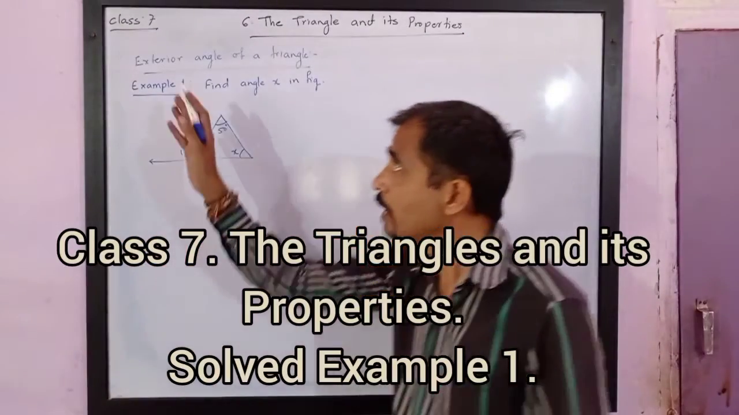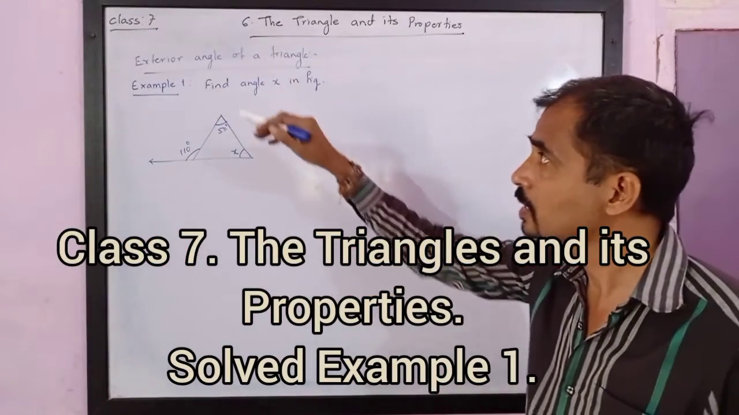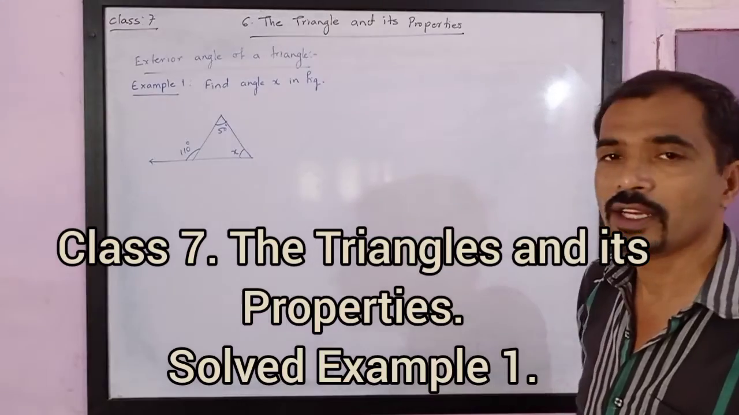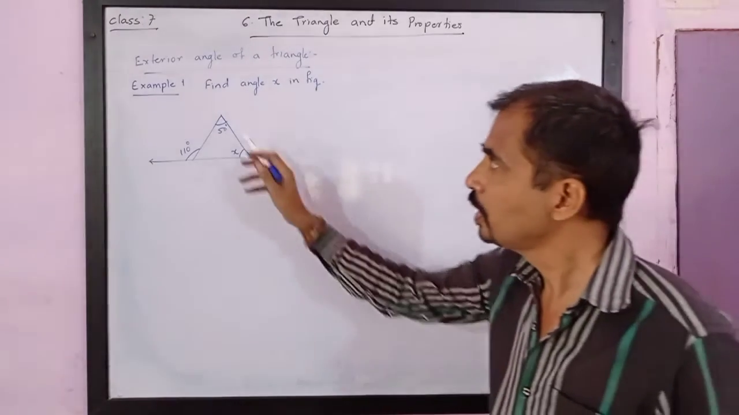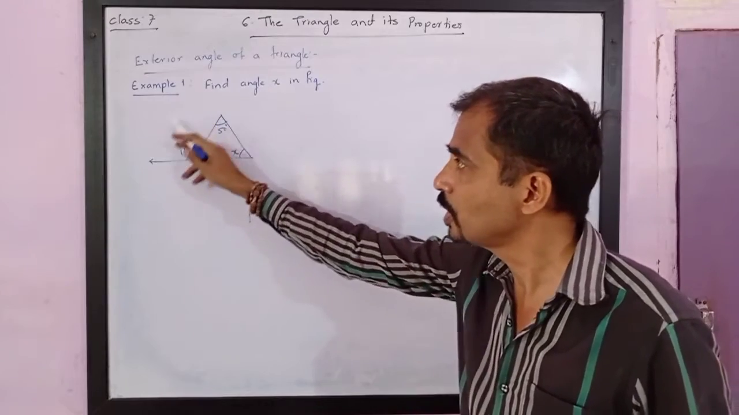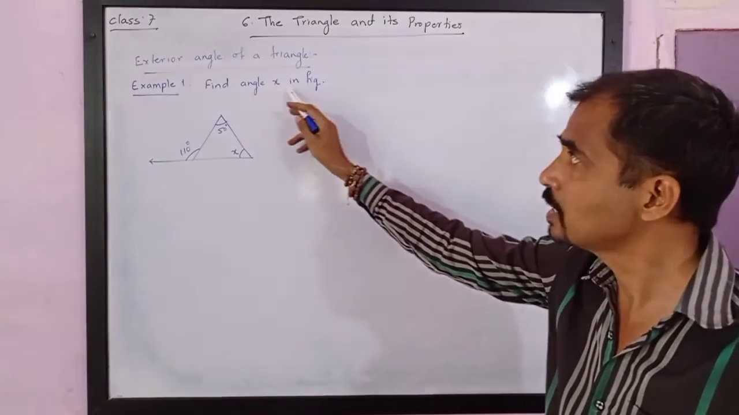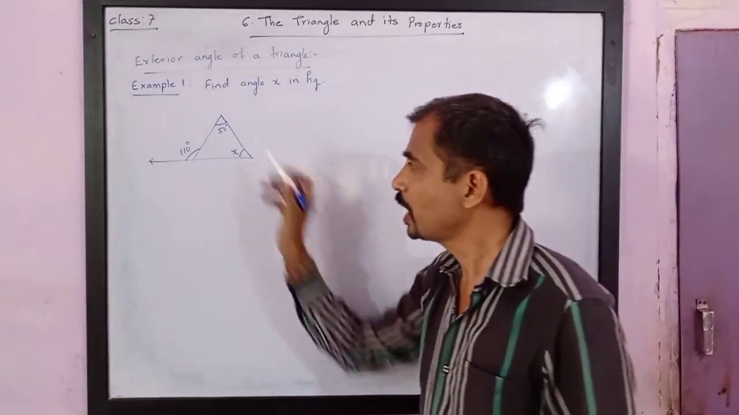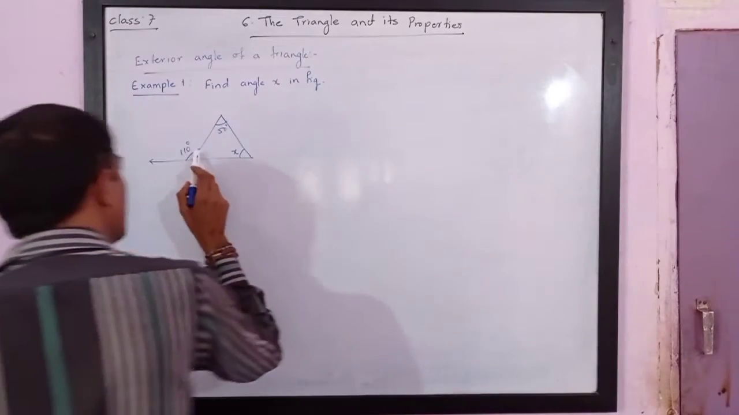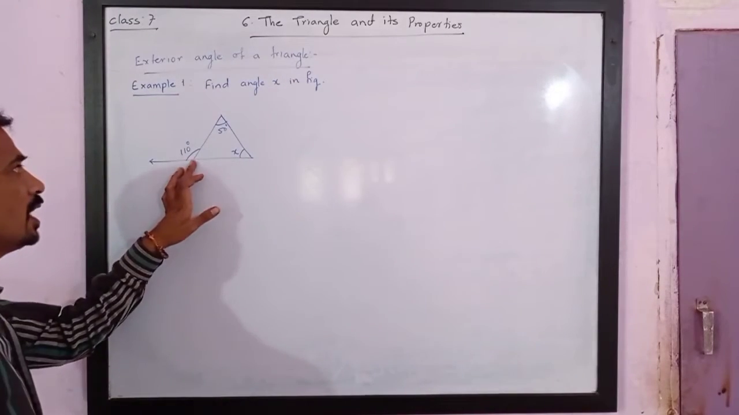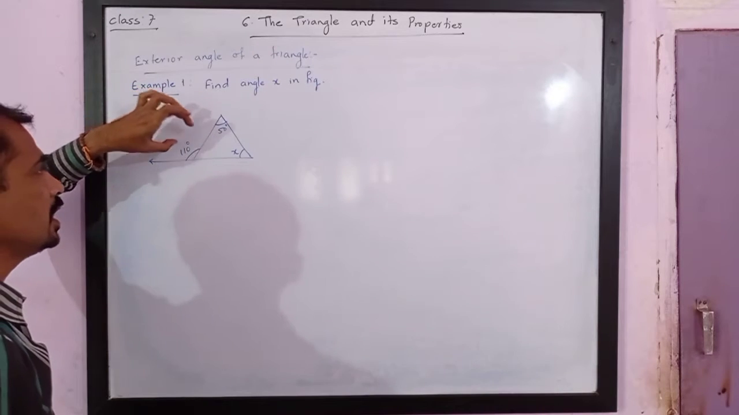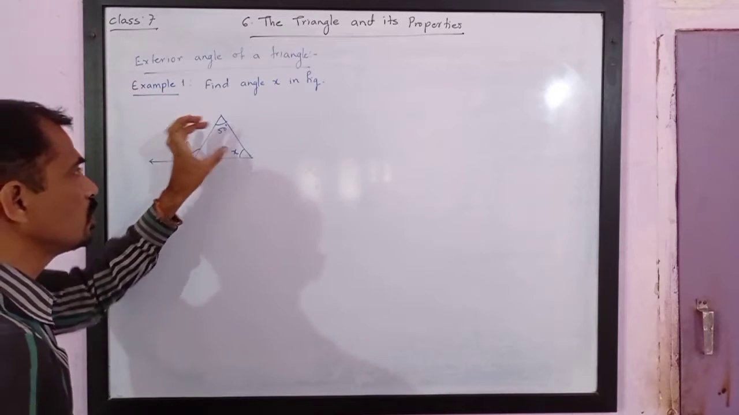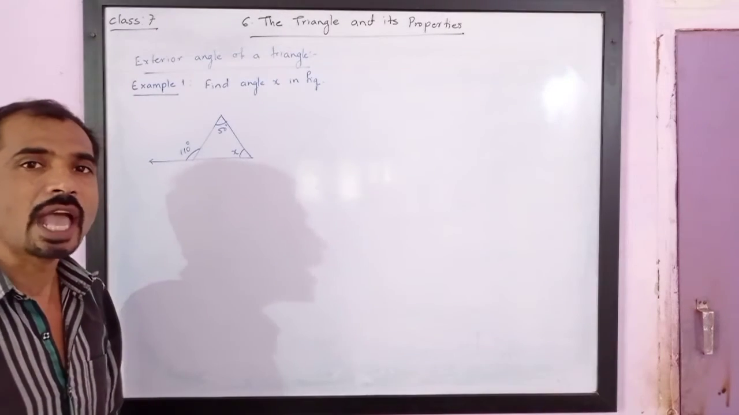Dear friends, in class 7 we are trying to understand the exterior angle of a triangle, and let us understand it with the help of some other examples. Now find angle x. We are given the first question in the textbook: find angle x in the figure. Now watch carefully. This angle forms a linear pair with the interior angle. So this angle 110 is an exterior angle, and we have already studied that an exterior angle is equal to the sum of interior opposite angles.